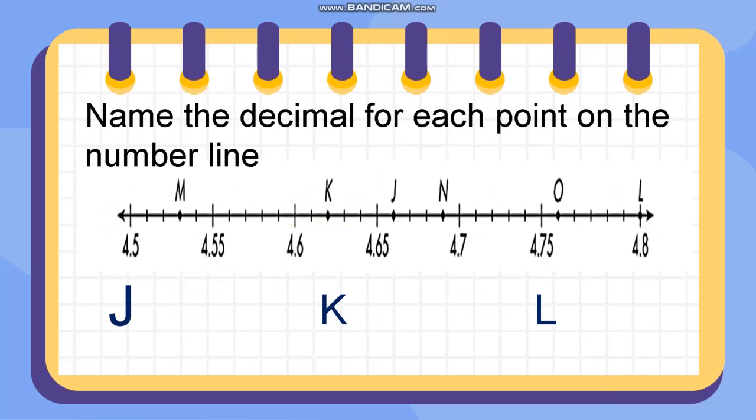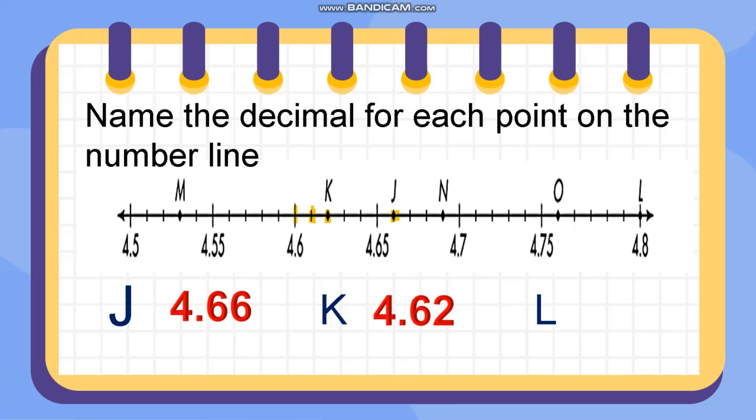Name the decimal for each point. So letter J, where's letter J? This is your letter J. So this is 4.65. So what's next after 4.65? That is 4.66. Letter K, this is your letter K. What's next after 4.6? That is 4.61, 4.62. So letter K is equivalent to 4.62 or 4 and 62 hundredths.